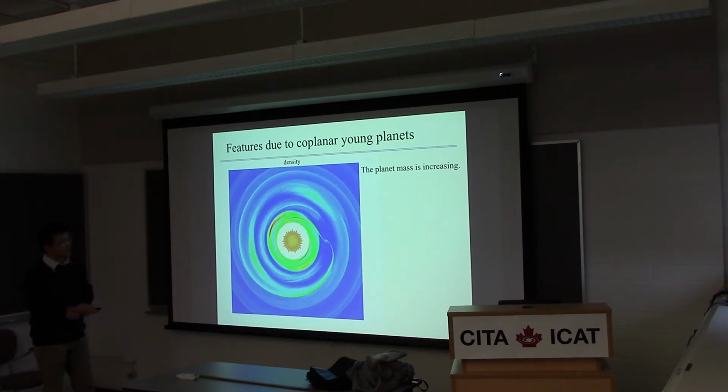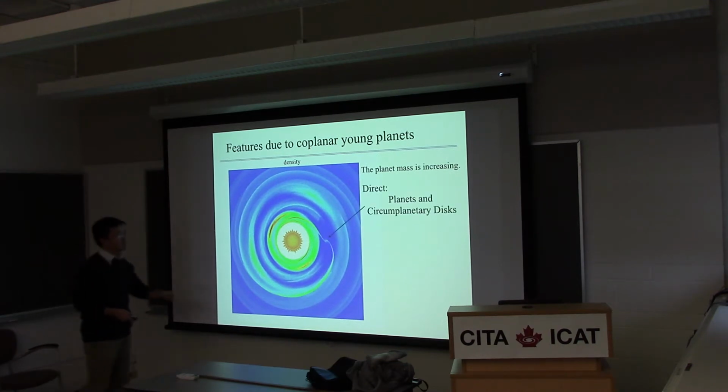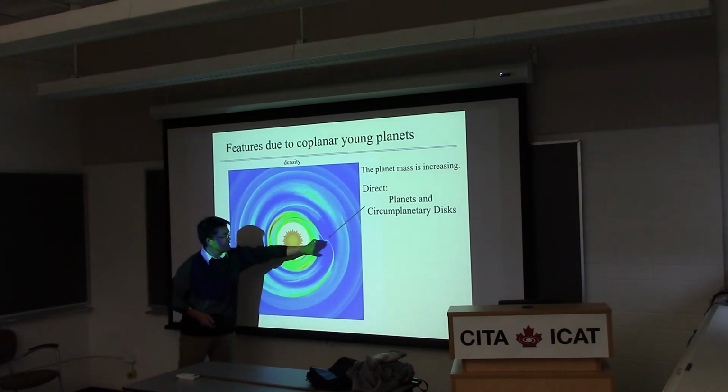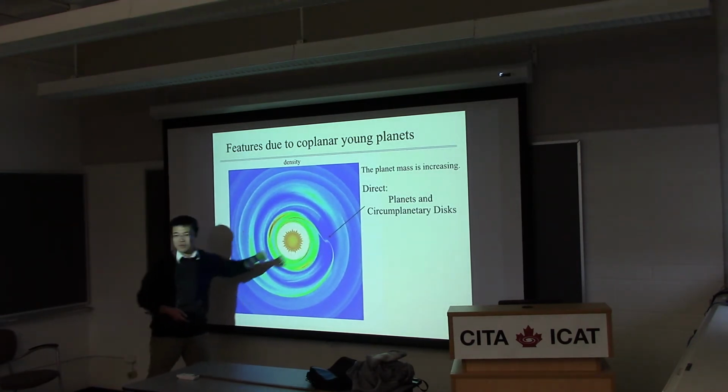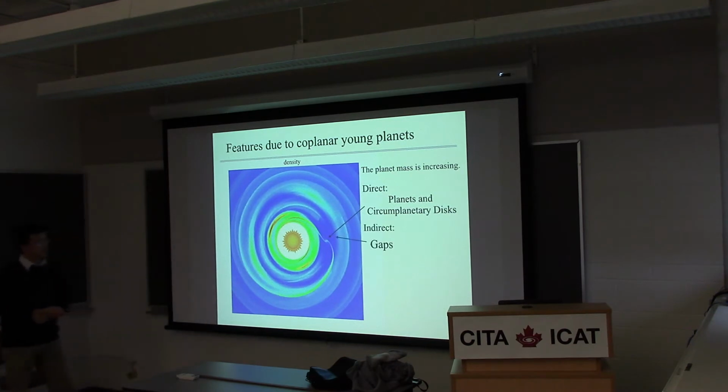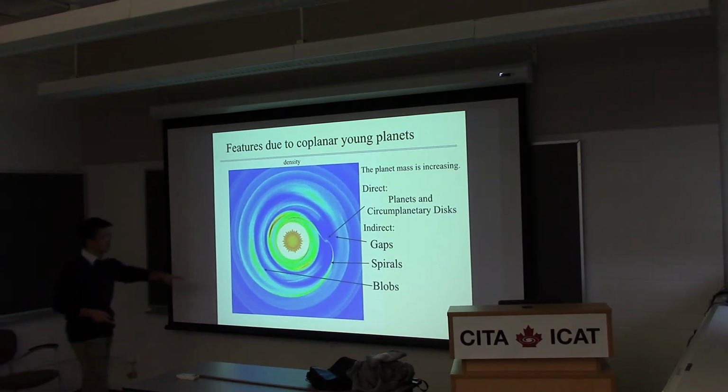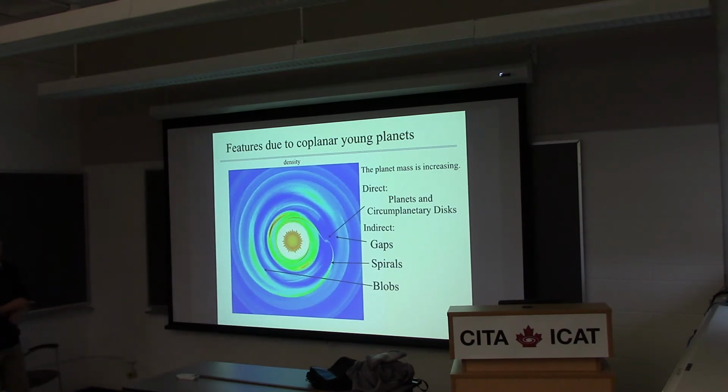Yes, so here, in order to detect the planet, we could directly try to find the planet, or we could study the circumplanetary disk, for example. Or we could use indirect signatures like these gaps, or these spirals, or these blobs. These blobs are due to instability at the gap edge. So these are all the observational signatures of planets in the disk when the planet interacts with the disks. So first I'll talk about the spiral a little bit more.